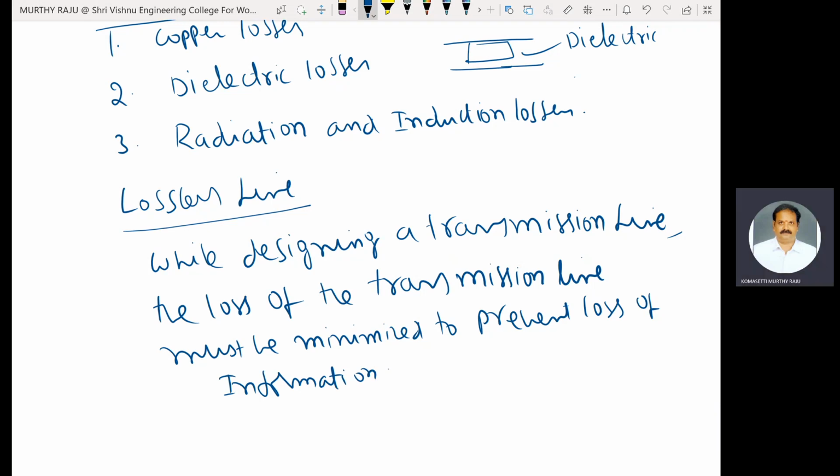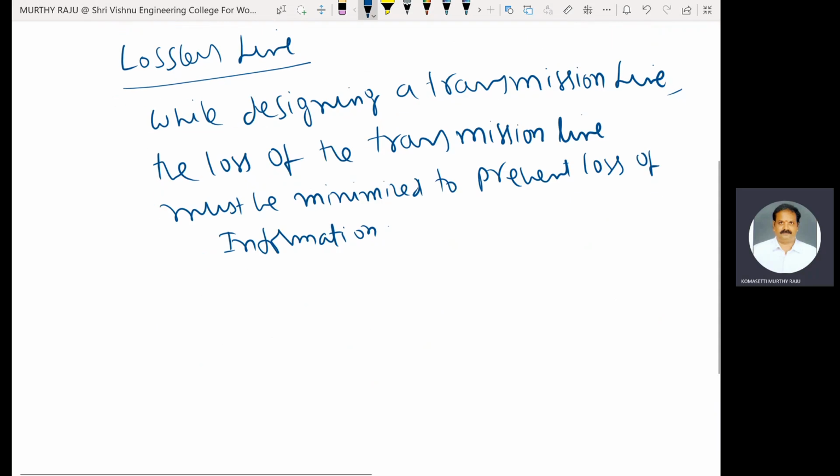A transmission line is said to be lossless when the conductors of the line are perfect, that is, conductivity is infinity. Lossless means ideal case. Any conductor has some conductivity, represented with sigma, and sigma c must be infinity. The dielectric medium between the conductors has zero conductivity, that is, sigma d is equal to 0.